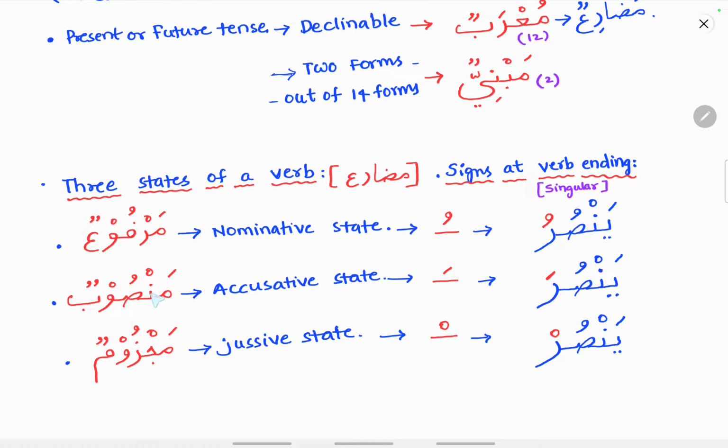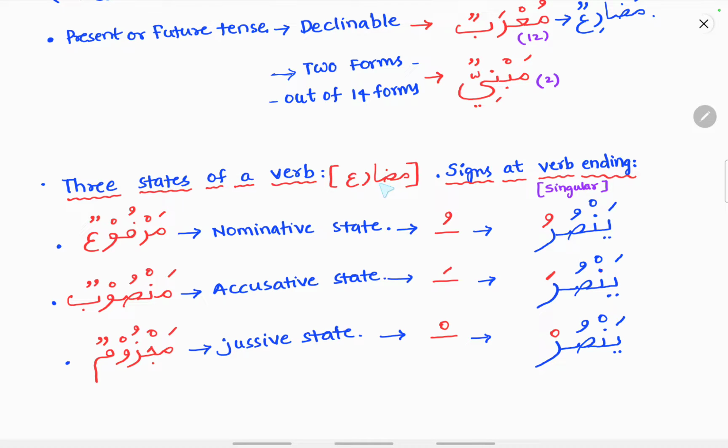The marfu and the mansub states of a verb are similar to the marfu and mansub states of a noun, but the majzoom state you can see in verbs, and the majroor state you will see in nouns. Verbs can't be in the majroor state. So now coming to the three states of a verb, that is fe'lul mudari. Fe'lul mudari is the only verb which shows the i'rab.